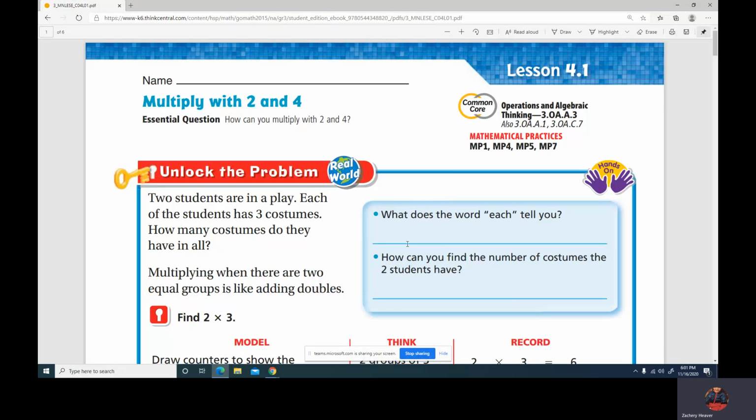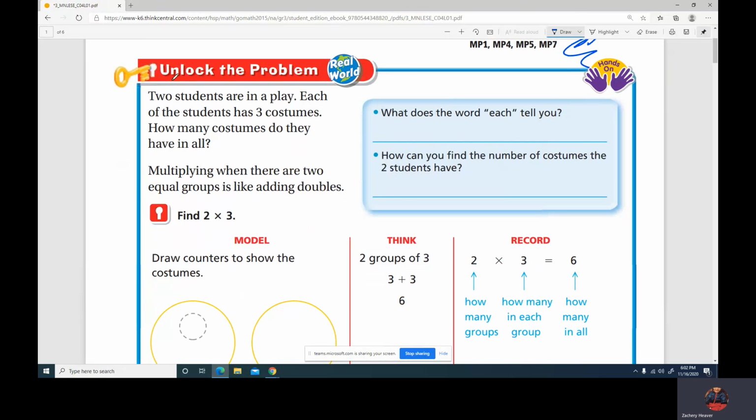Let me get my writing set up. So make sure it works. All right. The essential question is, how can you multiply with 2 and with 4? Well, that's what we're here to find out.